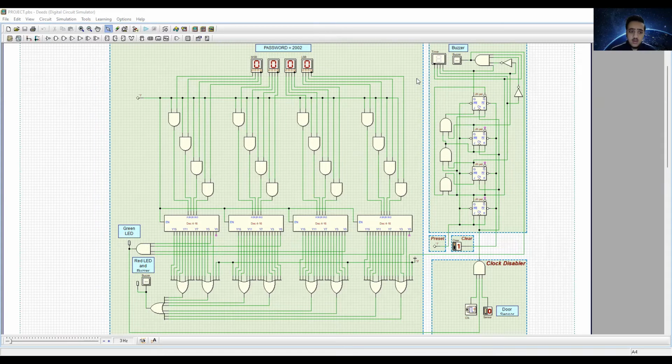So first thing, the clock disabler is joined with the input gates from the green LED here, going like this. It's connected to the clock disabler. So when the clock disabler receives a count of 0, it will stop the input and move the output to the clock generator, so the clock generator can move it to the counter.